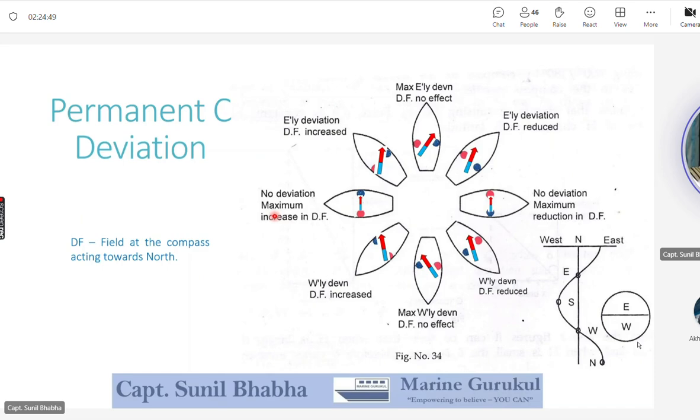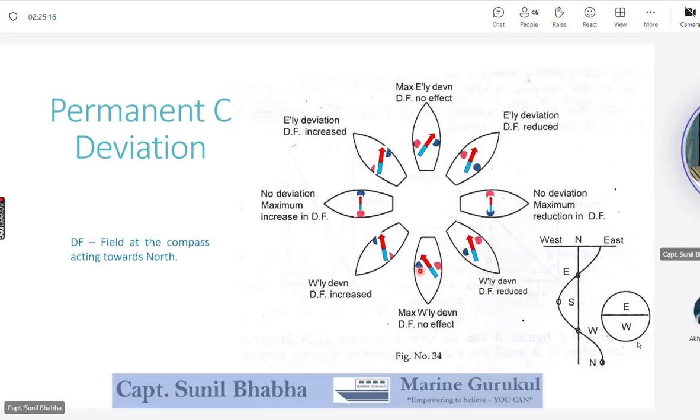Now let's go to the ship on the southerly heading. We have the ship on the southerly heading here in this part of the diagram. When the ship is heading south, you can see that these red and blue poles of the ship are now at right angles to the compass needle, or at right angles to the magnetic field of the Earth. So when these are at right angles, they will generate maximum deviation. So what type of deviation will be generated here?